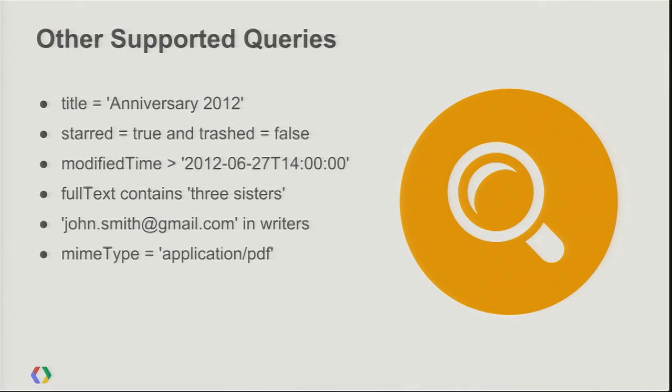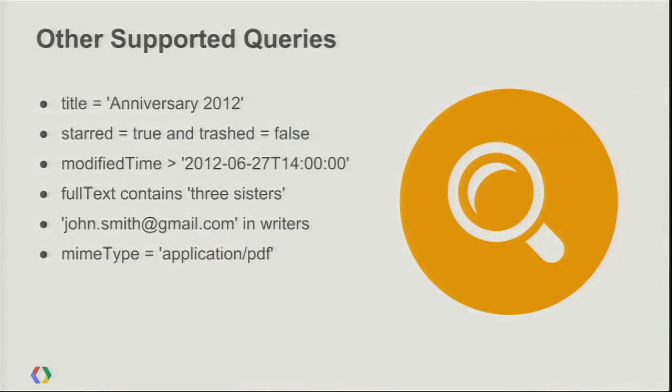And this isn't the only query that we support. For example, you can search for exact title queries, so anything that exactly matches anniversary of 2012. You can search for various labels, so for example, starred or trashed. You can search for time ranges, modified time. We also support last viewed time. Full text is probably one of the most powerful values that you can search on, because that not only brings in the title and the description, it actually uses that indexable text that we had seen before in the example where Ali had uploaded that photo from the three sisters.